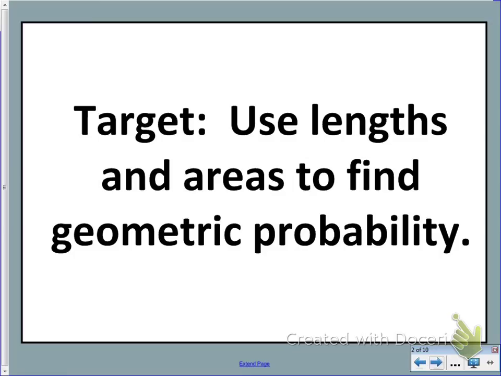Welcome, geometry students. Today we're going to learn about geometric probability. So we're going to use lengths and areas to find geometric probability.